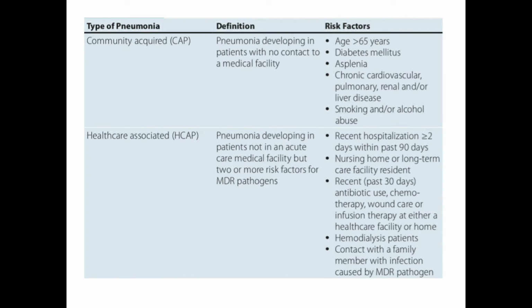Now coming to the next one, healthcare associated pneumonia. This is the pneumonia which develops in patients not in an acute care medical facility but with two or more risk factors for multi-drug resistant pathogens. So in addition to the absence of an acute care medical facility, the presence of two or more risk factors for MDR pathogens leads to the development of healthcare associated pneumonia. Let us see what the risk factors are.